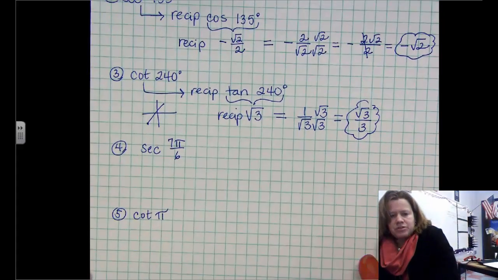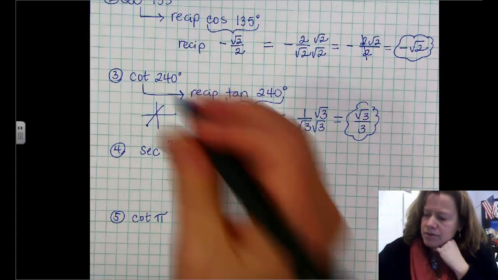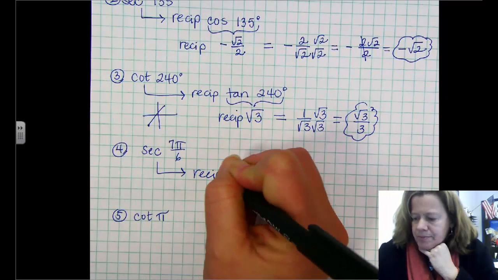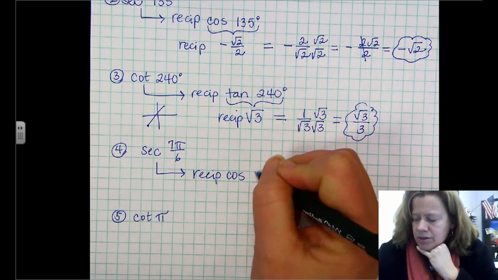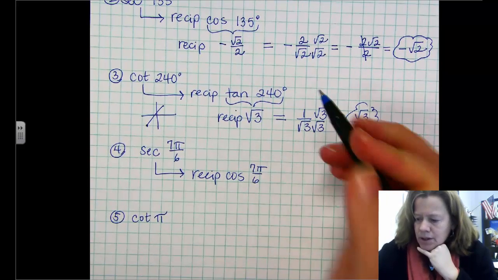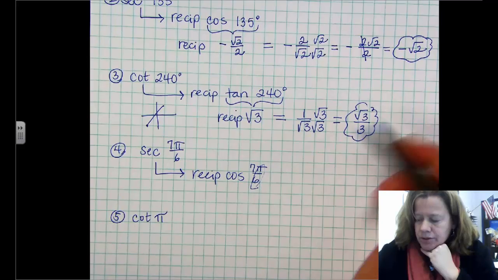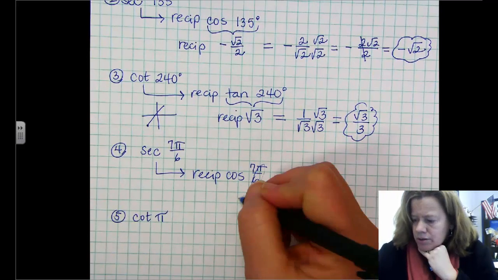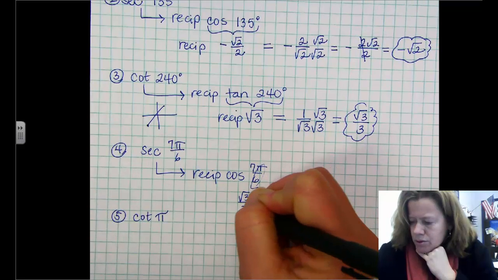Okay, so we can also start with radians. We have secant of 7 pi 6. Well, secant is the reciprocal of cosine. So I'm looking for the reciprocal of the cosine of 7 pi 6. Pi 6 is a 30. So my answer, cosine 30, is root 3 over 2.